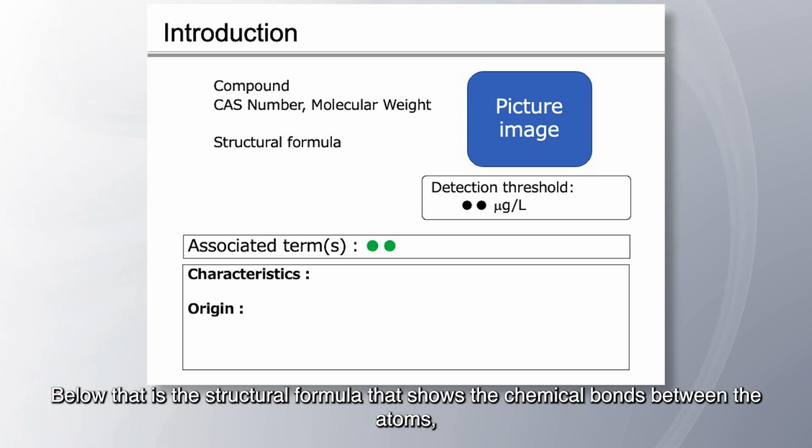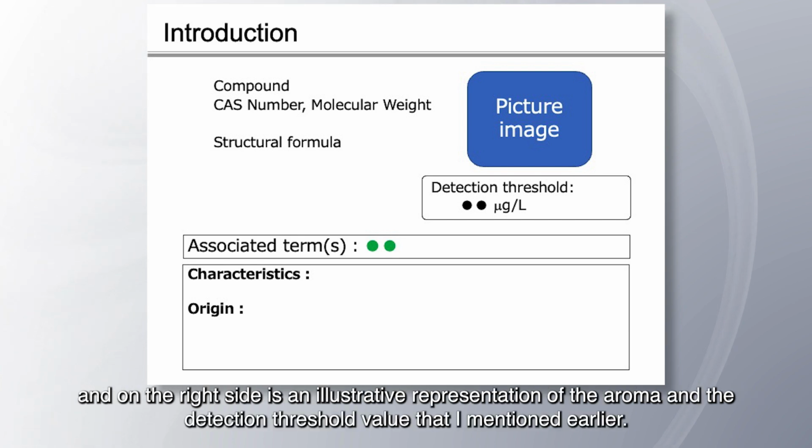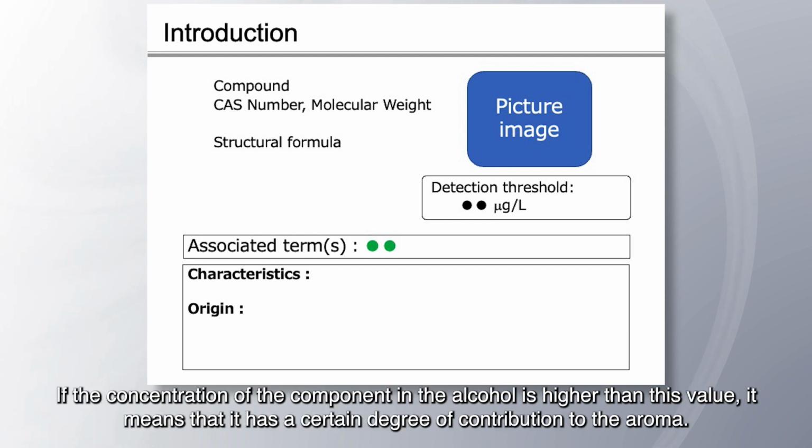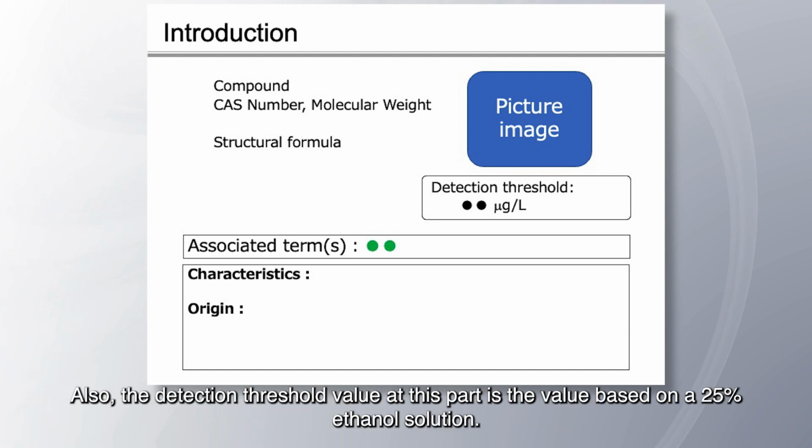Below that is the structural formula that shows the chemical bonds between the atoms, and on the right side is an illustrative representation of the aroma and the detection threshold value that I mentioned earlier. If the concentration of the component in the alcohol is higher than this value, it means that it has a certain degree of contribution to the aroma. Also, the detection threshold value at this part is the value based on a 25% ethanol solution.